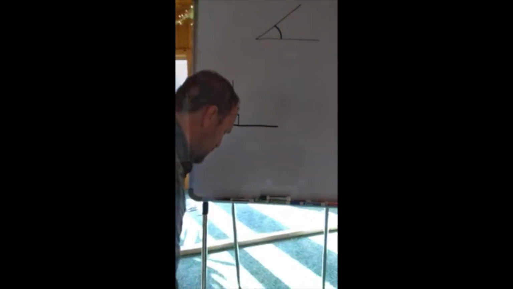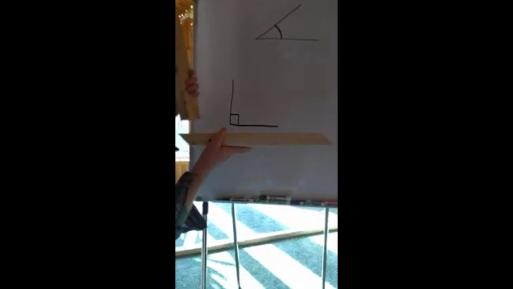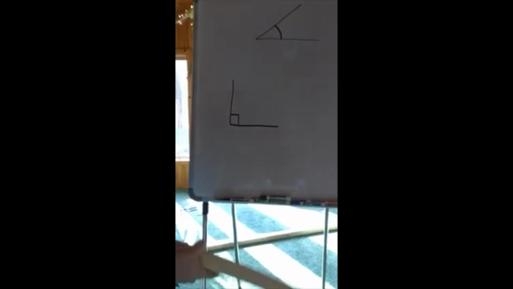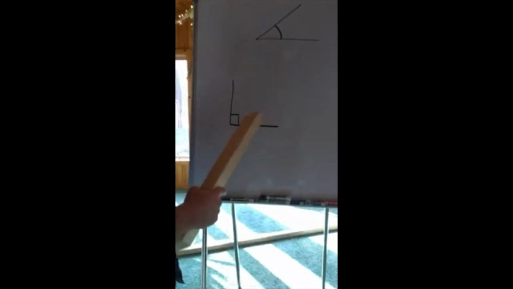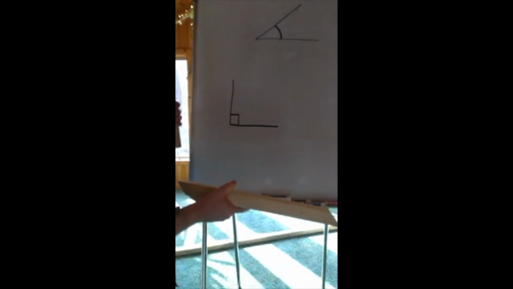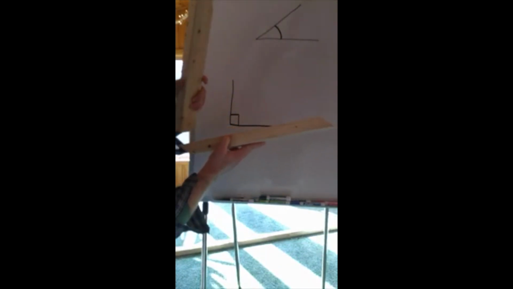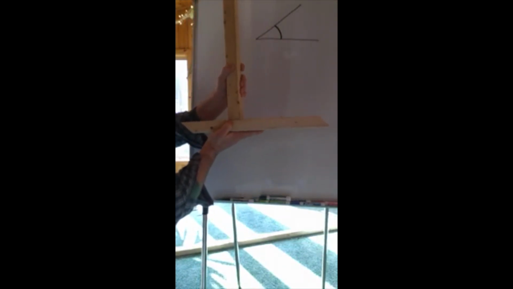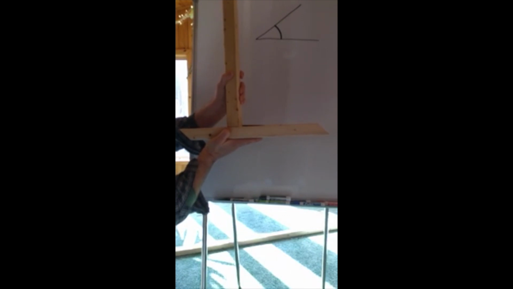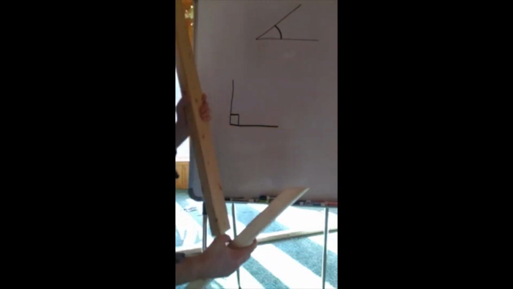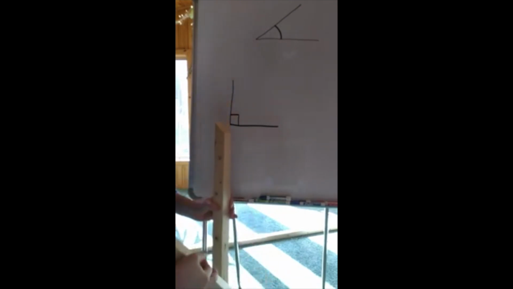Now, there's a couple of different ways to make a 90-degree relationship using blocks or using wood. Now this way is just a flat edge coming into contact with another flat edge, 90 degrees. Now there's another way we call it a picture frame, where you can have two 45-degree angles.